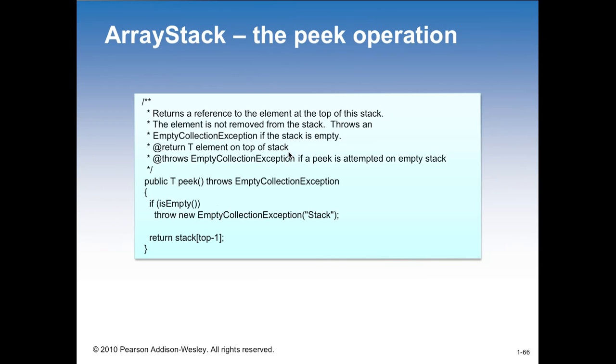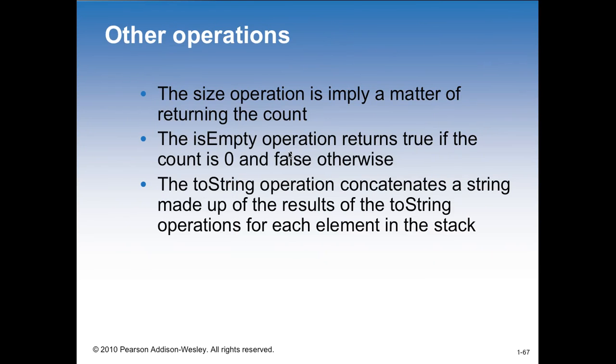So, if you're going to use an array, you can use it quite efficiently with an array stack. The peek operation is the one that's going to go through the array and look for a particular item. Other operations that might be associated with it: the size operation is implied as a matter of returning the count, which is you're going to go through and you say, is it empty or does it have a value? It has a value. Then increment a counter with a for loop. And the isEmpty operation returns true if the count is equal to 0 and false if it's not.